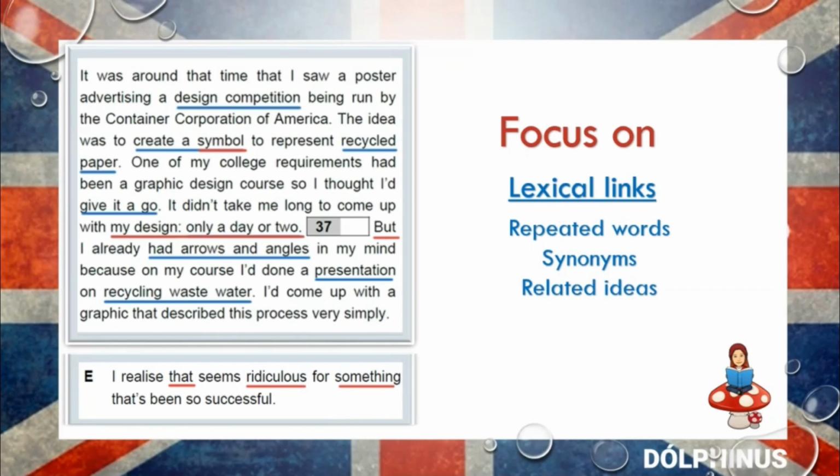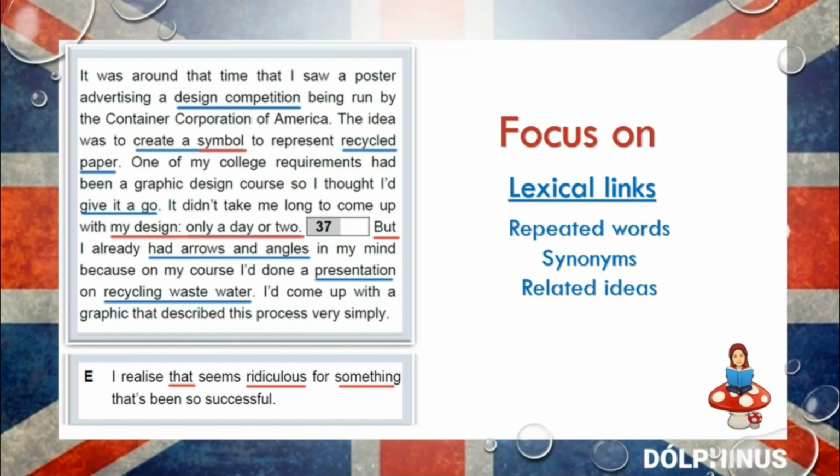About lexical links, B2 focuses on repeated words, synonyms, related ideas. For example, in B2, in this text, it says, it didn't take me long, only a day or two. So it's repeating the same idea. So only a day or two could be included in the gap, and therefore it would be, it didn't take me long to come up with my design, and that would be here, only a day or two, which seems ridiculous for something. So I've done it like that in order to set an example.